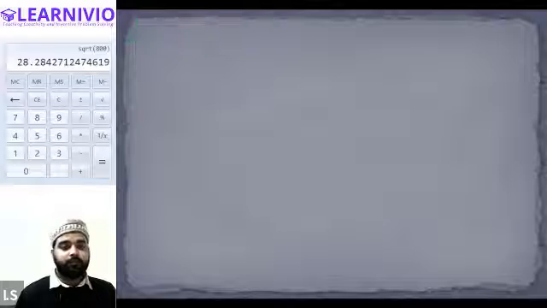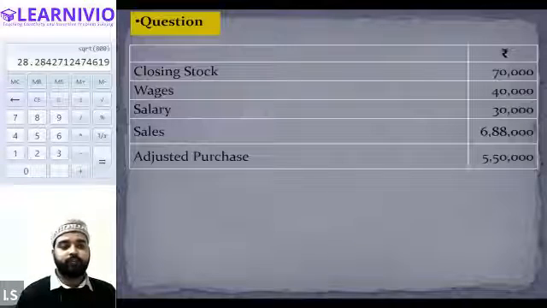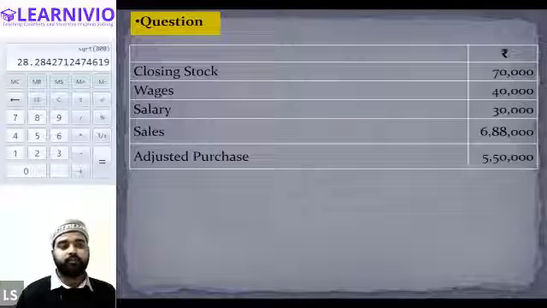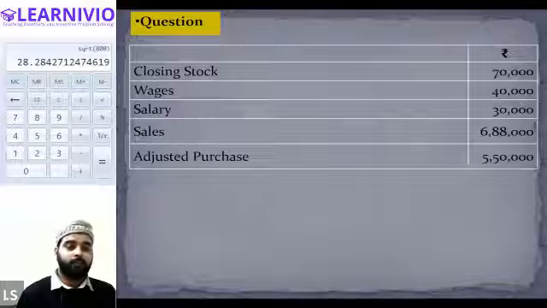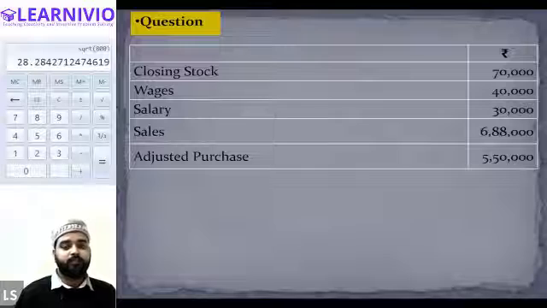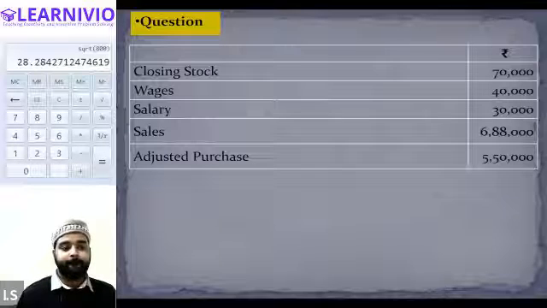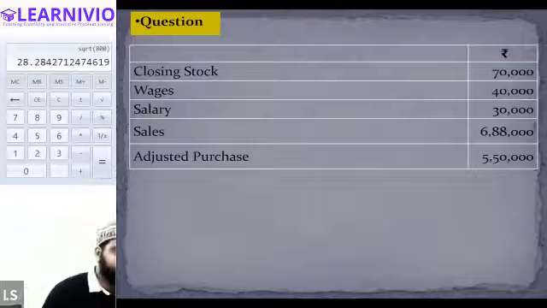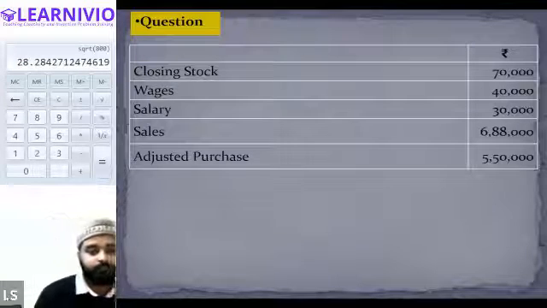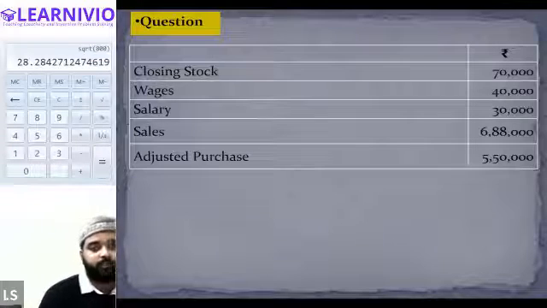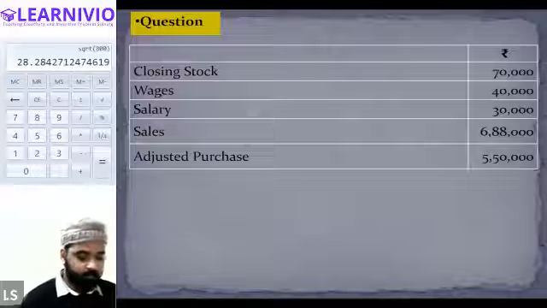Okay. So let me help you. First of all, we will write down the value of the closing stock on the credit side of the trading account. Have you guys written this on the credit side of the trading account? Closing stock 70,000. Yes, sir. Then you will record the value of the wages on the debit side because it is a direct expense. Then salaries. Tell me on which side of the trading account you will record salary. Debit side. Why are you recording it on the debit side? It is an expense.